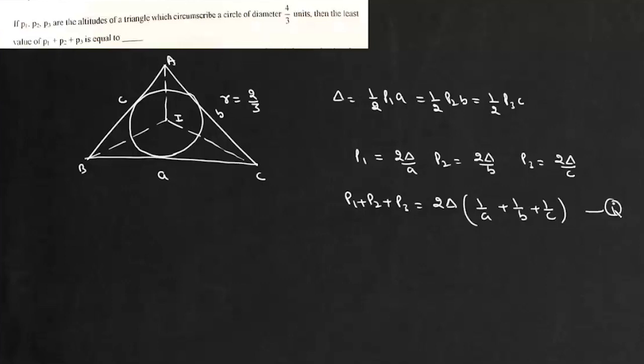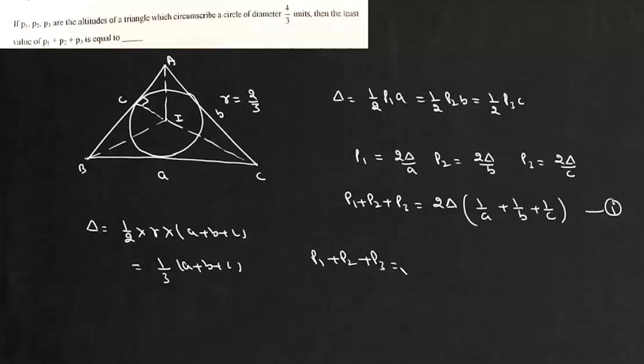Now we have to find this expression in terms of delta. Now this triangle ABC consists of three triangles, and the area of triangle ABC will be equal to the sum of areas of these three triangles, and the sum of areas is 1 by 2, and we know that this perpendicular is r. So it will be r into a plus b plus c. So we can write this delta as 1 by 2 into r, and the value of r is 2 by 3. So it will be 1 by 3 into a plus b plus c. And we'll put it here. We can write P1 plus P2 plus P3 will be equal to 2 by 3 into a plus b plus c into 1 upon a plus 1 upon b plus 1 upon c.